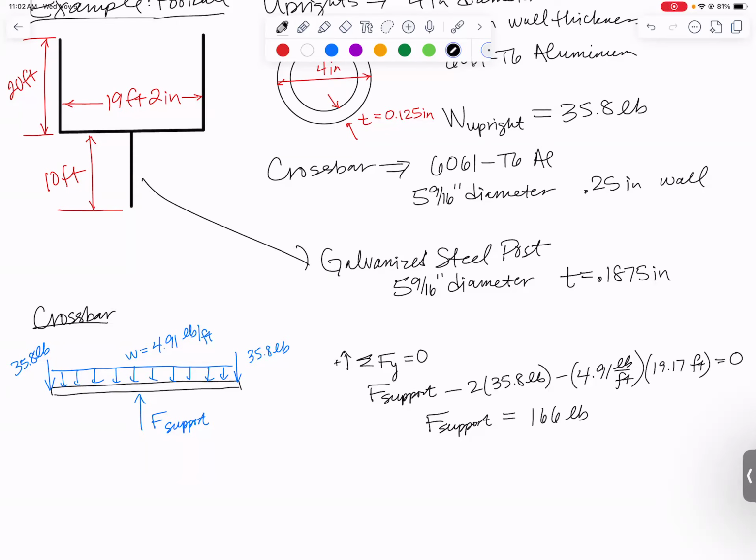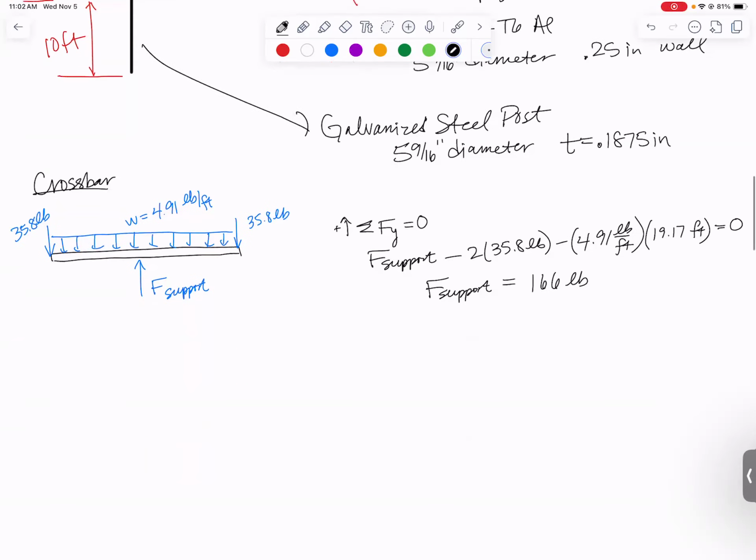So to do that, we will need shear force and bending moment diagrams. Let's start with the shear force diagram. The first thing that happens on this beam is we go down 35.8 pounds. So we're going to start out down here at minus 35.8 pounds.